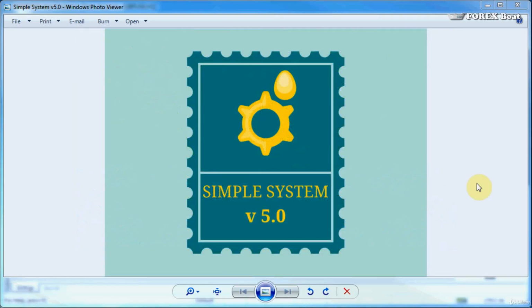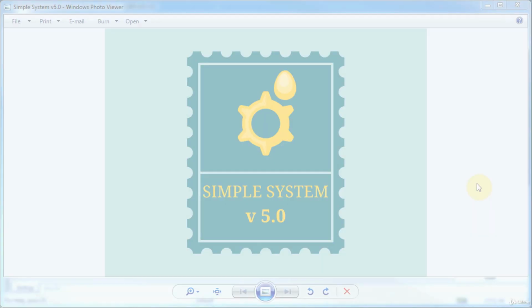So we'll be working with this SimpleSystem version 5.0. I've decided that the best way to introduce you to this expert advisor would be to actually show you the video which demonstrates how I came up with the idea and how I explained it for the first time in that course on programming in MQL4. I hope you'll enjoy it, and I'll see you right away on the other side.